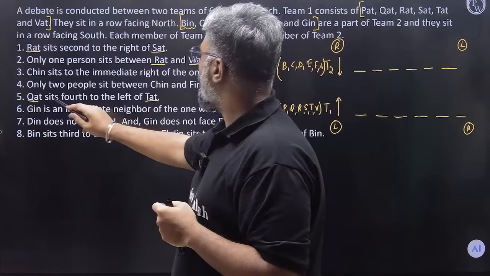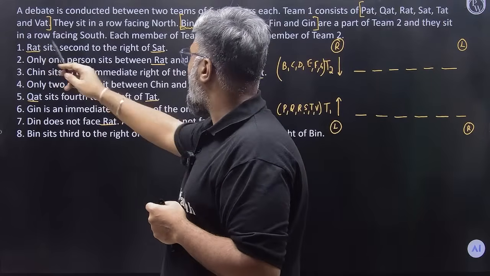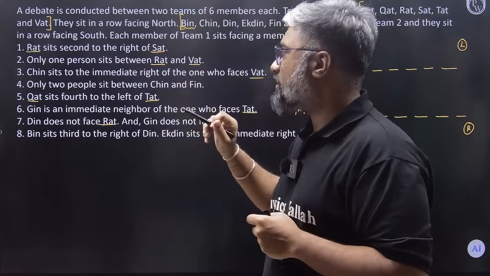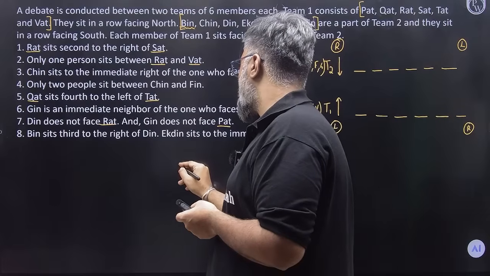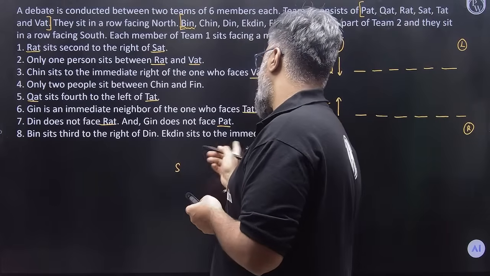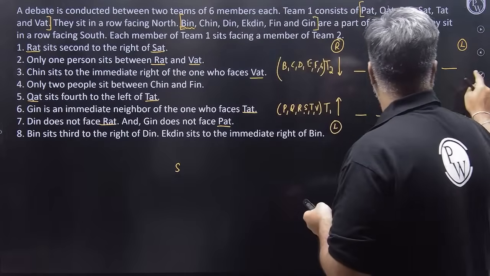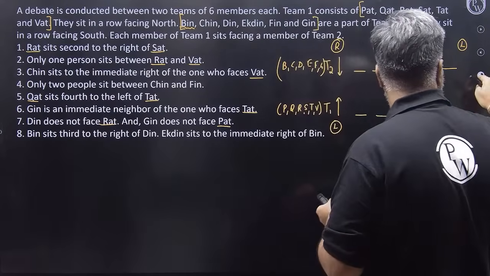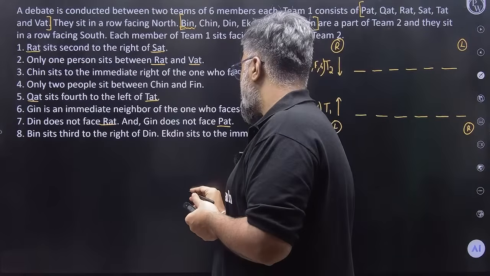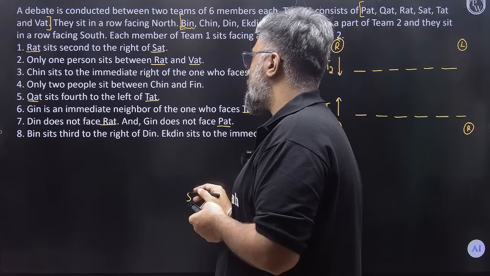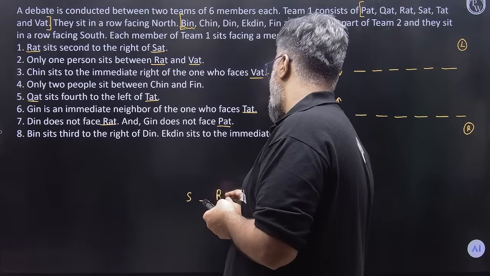So I have Q here and T here. I have R here and S here. With R I can place V and then maybe try that. Let's go. Let's see if this can work. R sits second to the right of S. So S is here. Right of S would be this side. So I'll try and place this a little lower, so that if I were to continue the arrangement here, I'll be able to do it, right? So second to the right of S, first right, second right is R.